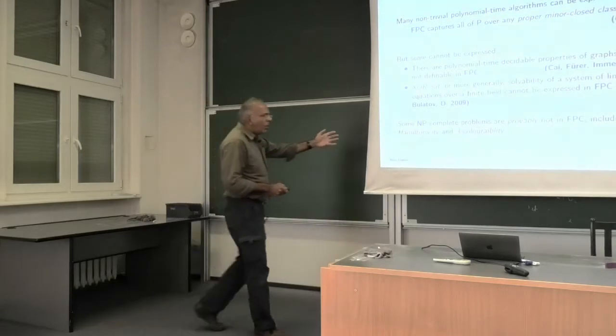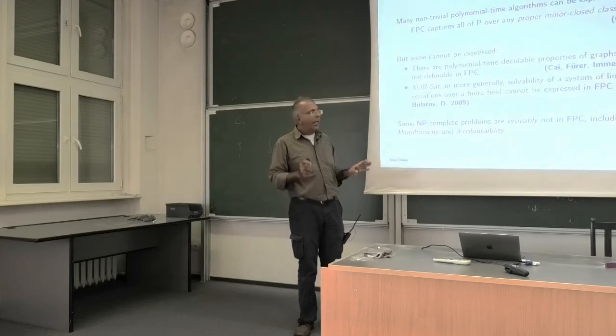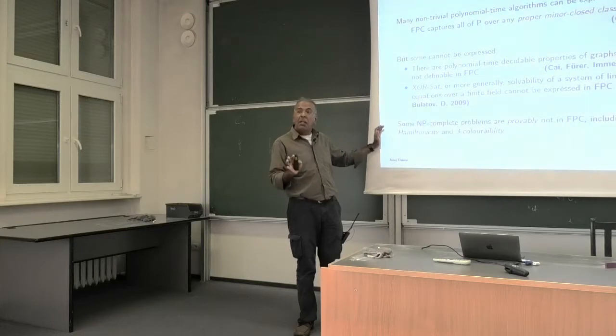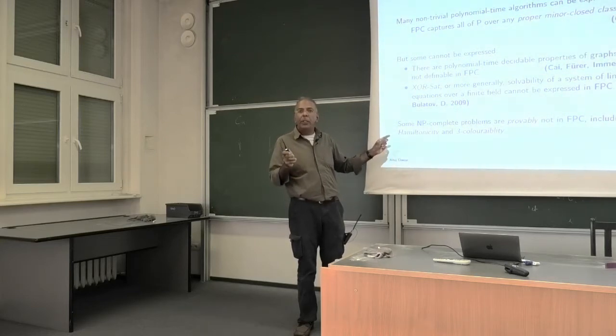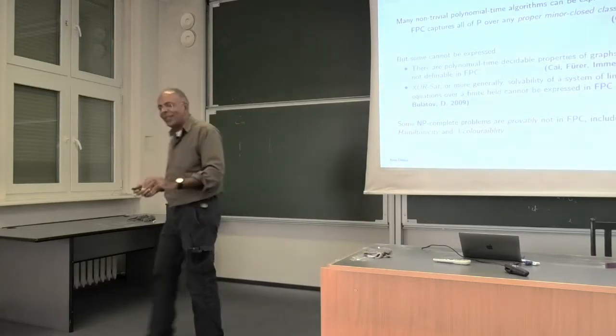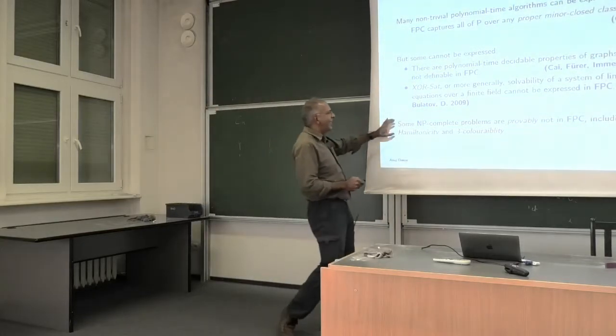So then there are NP-complete problems which we can prove are not in FPC, okay? Including satisfiability, Hamiltonian cycle, three-colorability. I'll give you some indication of why this is the case. There are other NP-complete problems for which it's unknown, okay? And there are NP-complete problems for which the question of whether they're in FPC is equivalent to whether P is equal to NP. I mean, in particular, you could always take an ordered problem on numbers, for example. So that's maybe not that interesting, but there are more interesting ones as well for which this is the case.